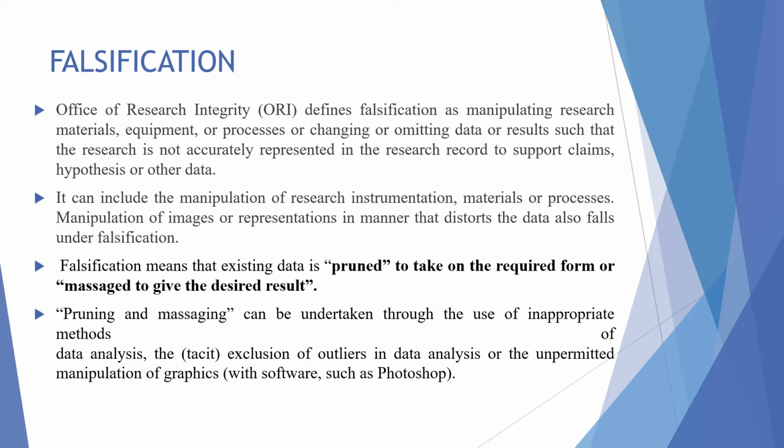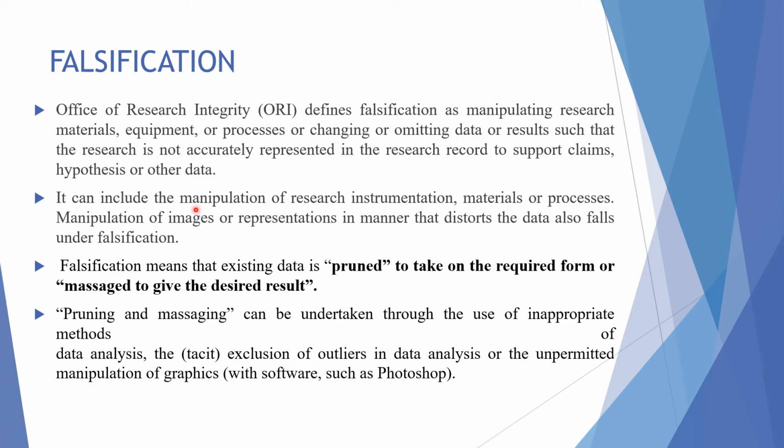The first and important one in scientific misconduct is falsification. The Office of Research Integrity defines falsification as manipulating the research materials, equipment or processes, or changing or omitting data or results such that research is not accurately represented in the research record, in order to support claims, hypotheses or other data. So you are manipulating the research materials, equipment, processes or changing or omitting data.